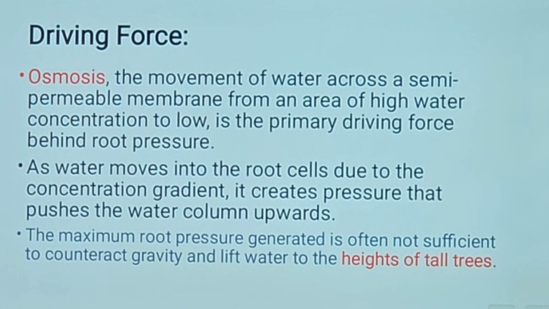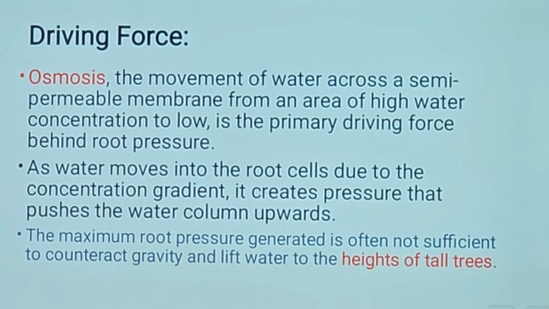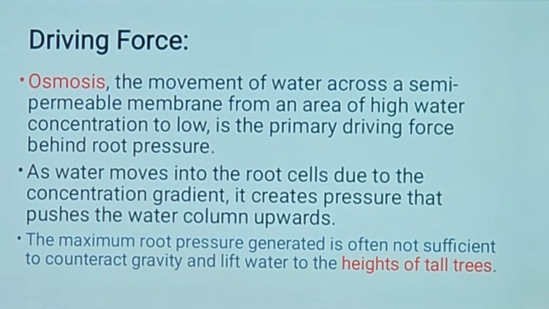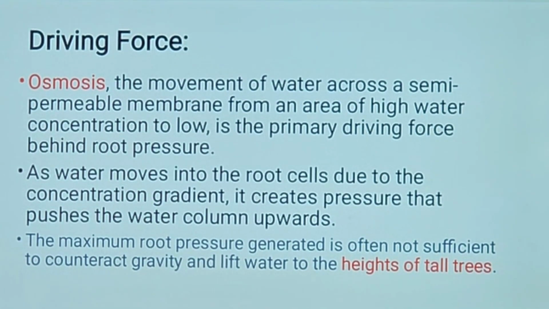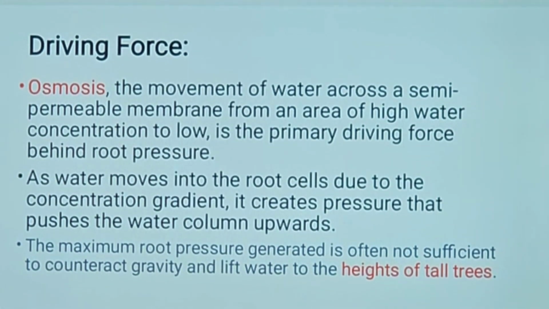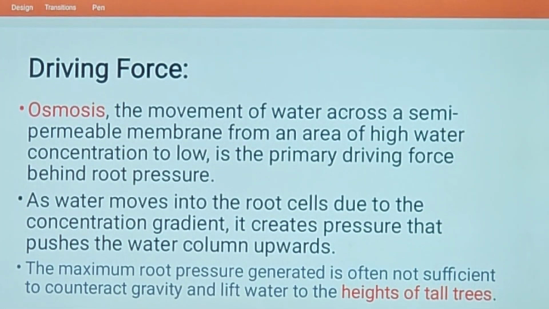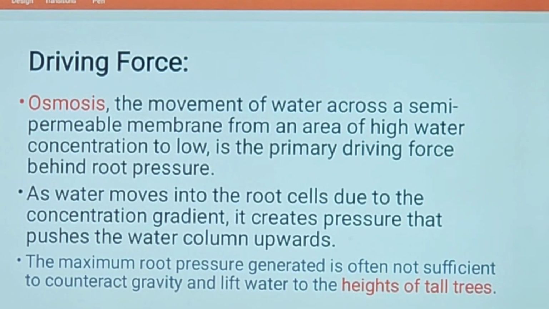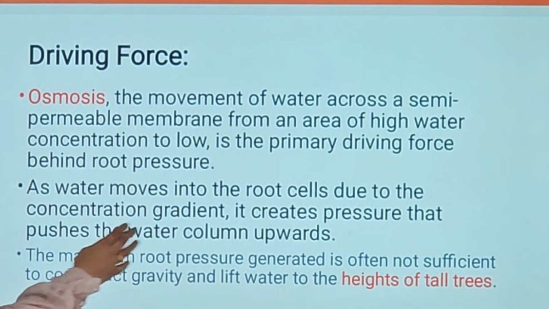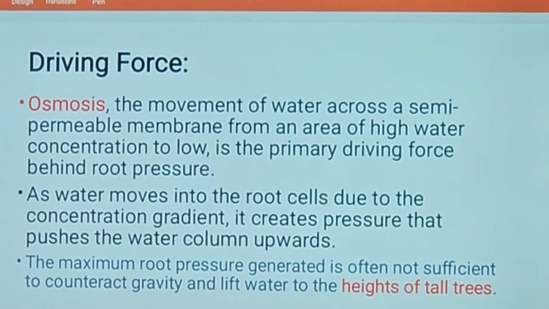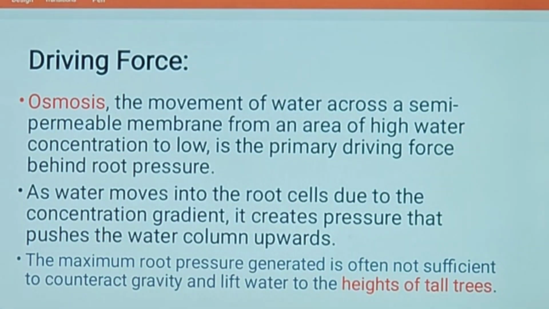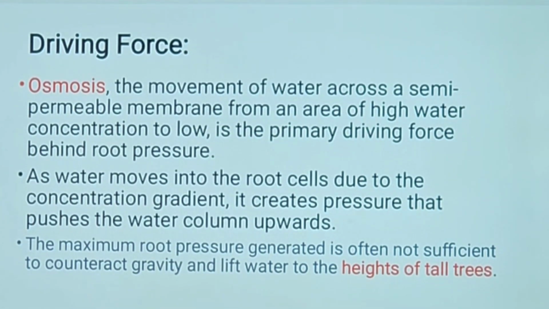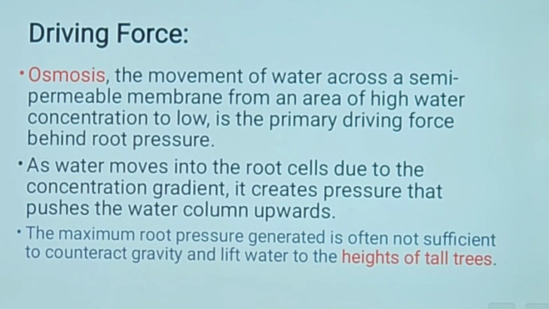However, the sole driving force for the development of hydrostatic pressure or root pressure is osmosis, that is the movement of water across a semi-permeable membrane from an area of higher water concentration to lower, and it is the primary driving force behind root pressure. As water moves into the root cell due to the concentration gradient, it creates pressure that pushes the water column upward. But the maximum root pressure generated is often not sufficient to transport water to the tallest trees. So this is the disadvantage of this theory, that it can't transport water to tall trees.